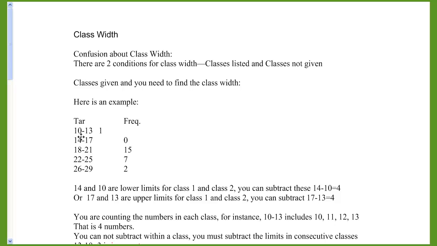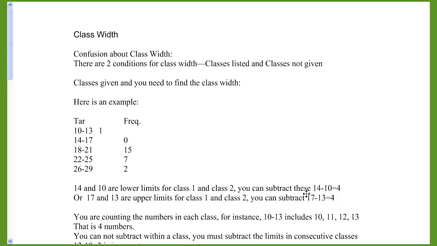If the classes are already given to you, you need to just subtract these numbers. This is called the lower class limit, the 10 is, and the upper class limit is 13, and this is the frequency. And then the second class, the lower limit is 14, the upper class limit is 17. Here the lower class limit is 18, the upper class limit is 21. Down here I've written a note that 14 and 10 are the lower class limits. 10 is for class 1, 14 is for class 2.